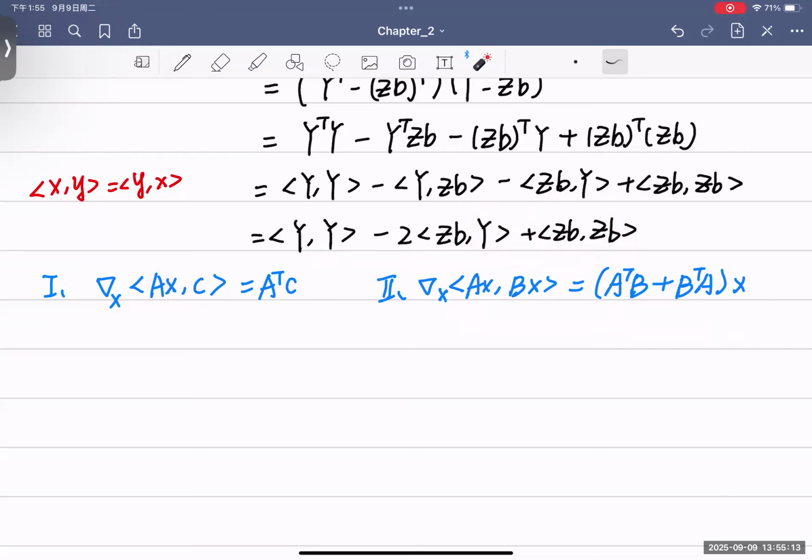So it follows the same rules as when we take the derivative: this first term is 0, then we subtract the derivative of this part and add the derivative of this part. It has linearity in this derivative calculation. So next we will try to show 1 and 2.